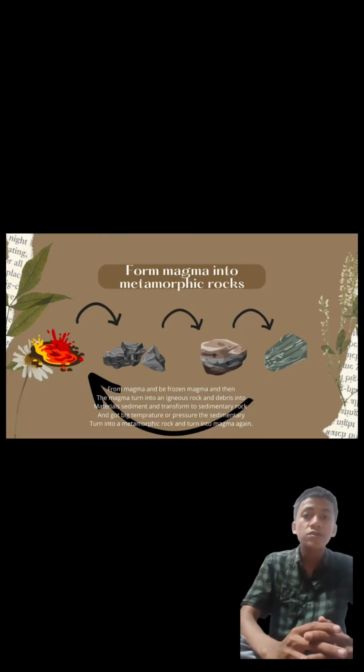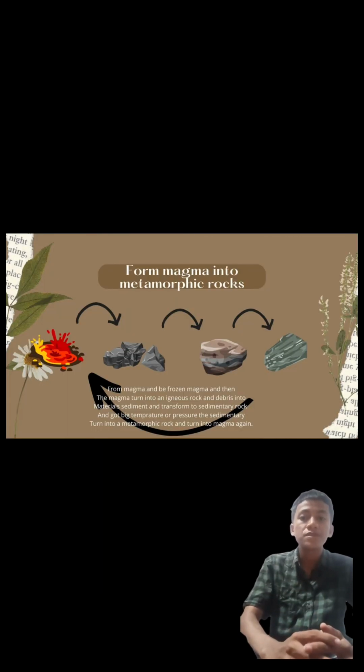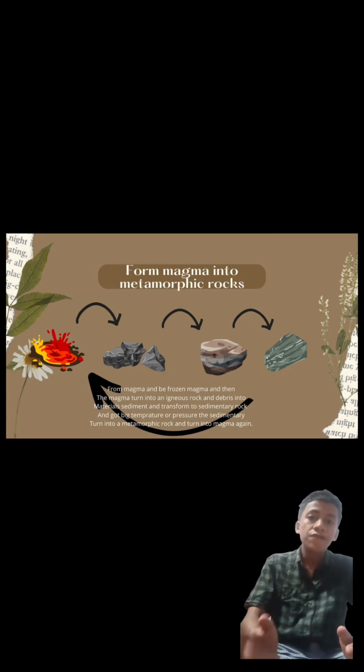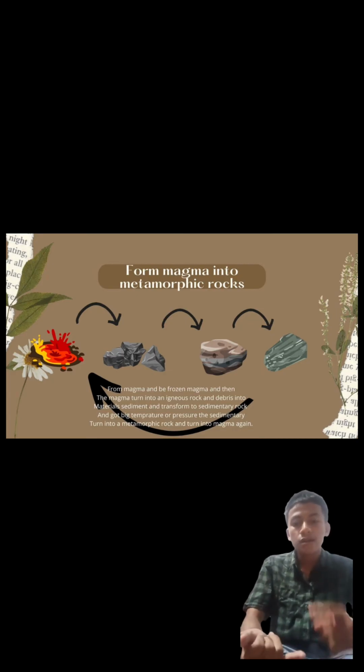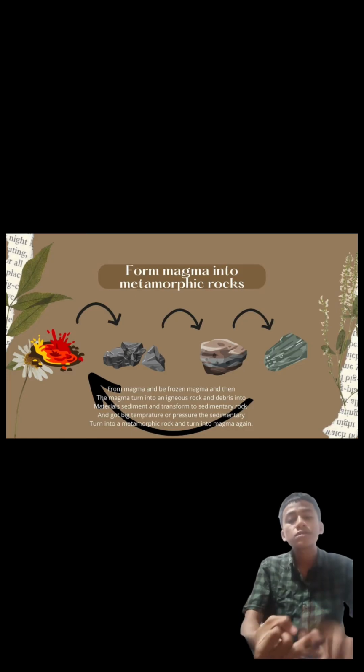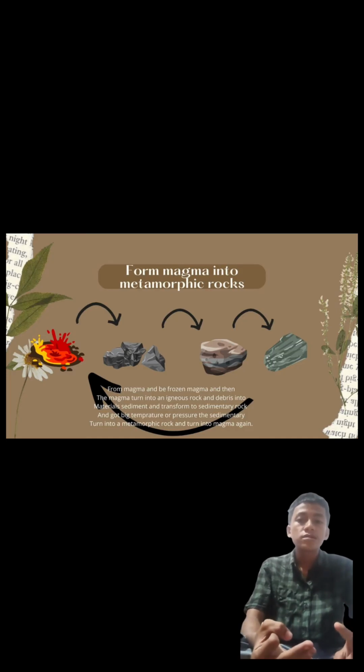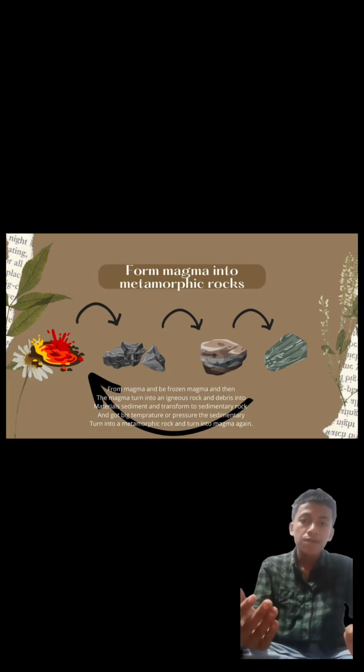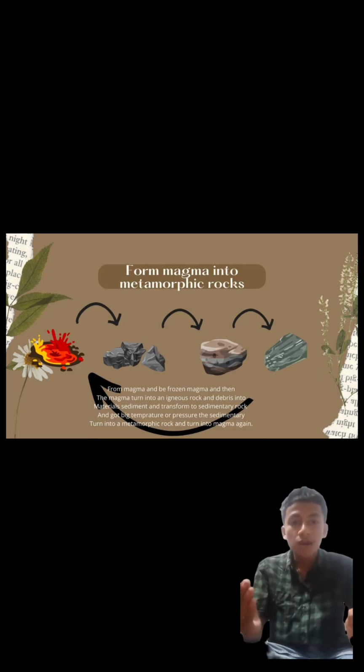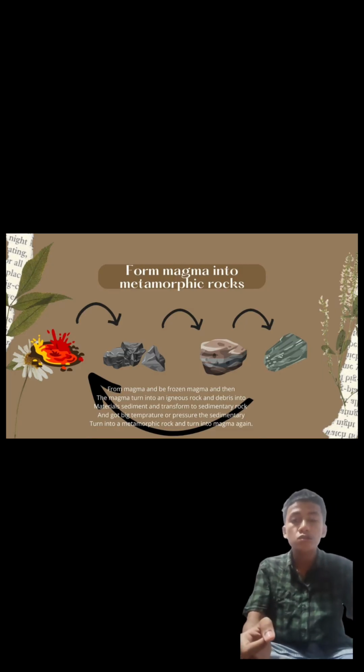Okay, I want to explain about the cycle of the rocks. After we learn about igneous rocks, sedimentary rocks, metamorphic rocks, we take an example about the cycle. So the cycle is that magma becomes frozen magma, and then the magma turns into an igneous rock, like what I explained before.